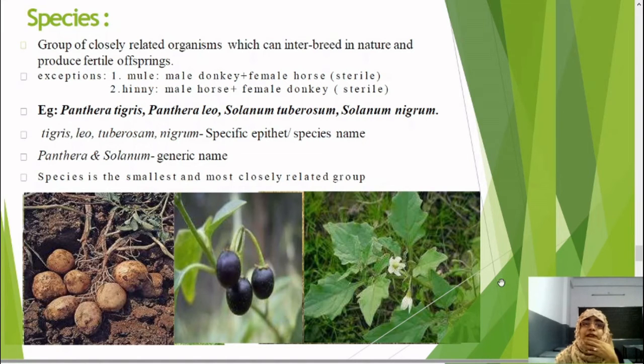Okay. So you can take an example of species, a group of organisms, that is species.